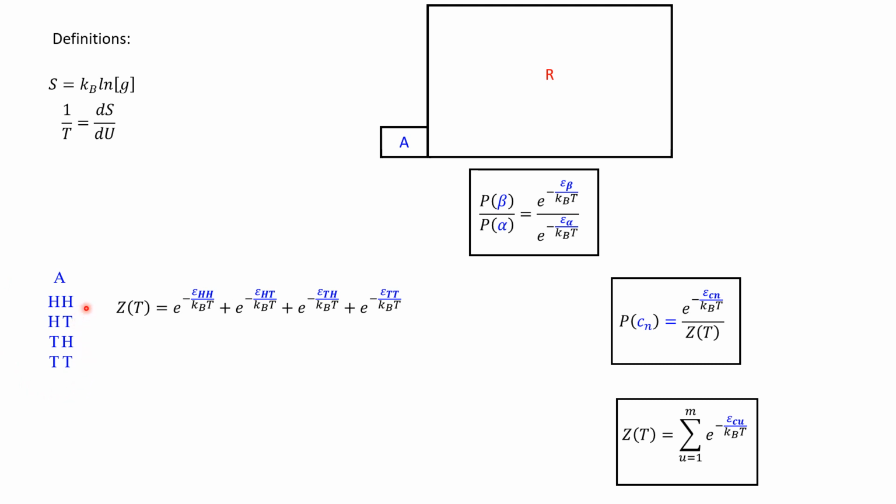So in this case, we have 4 states, so the partition function will involve 4 terms. These are the energies of each one of these states. So the energy of the state HH is 0, so we get 0 here. The energy of this state HT is 1. The energy of the state TH is also 1. And the energy of the state TT is 2. So we just need to evaluate this sum to get the partition function and use this expression to find the probability of finding system A in any one of these states. So Cn here would be either HH or HT or TH or TT.